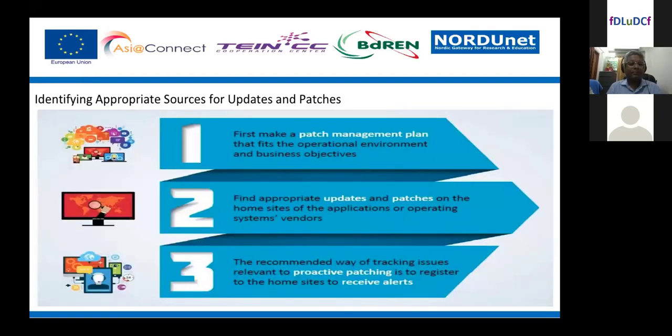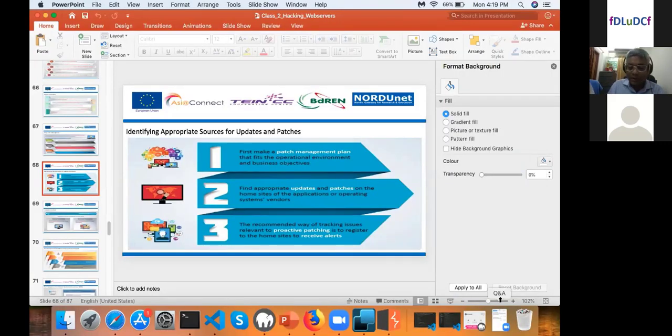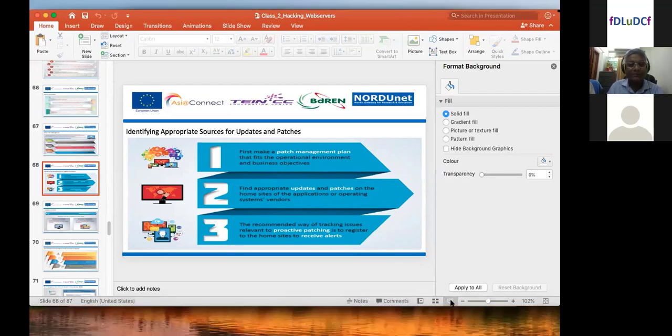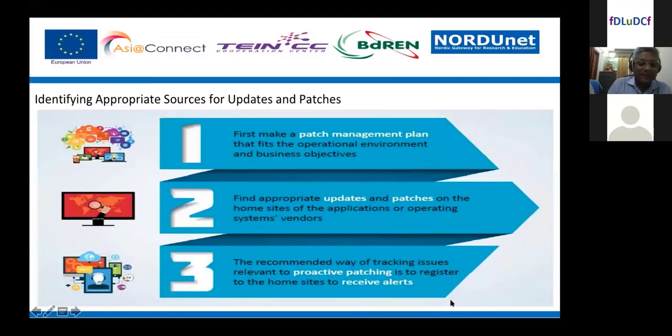And now, identifying appropriate sources for updates and patches. What we can do, we have three things to do now. First, make the patch management plan that fits the operational environment and business objectives. First, you have to make a patch management plan, because you have to comply with the business continuity plan, because you cannot do anything by stopping your business.